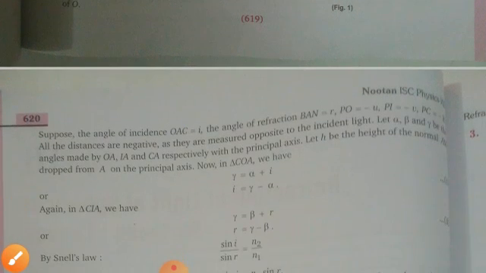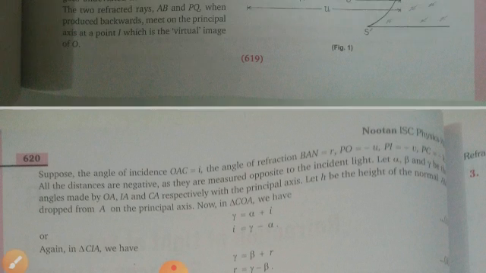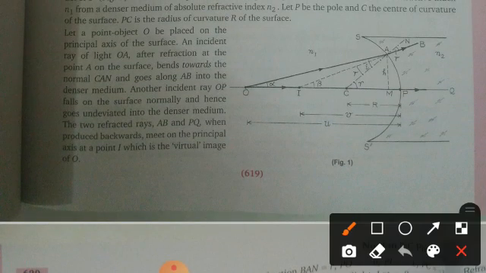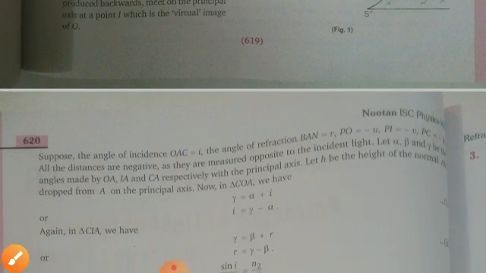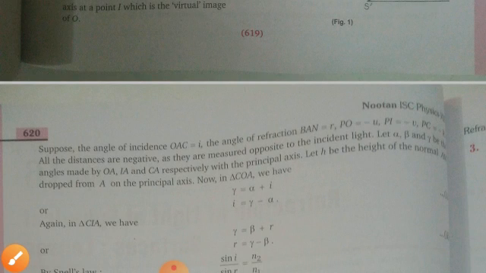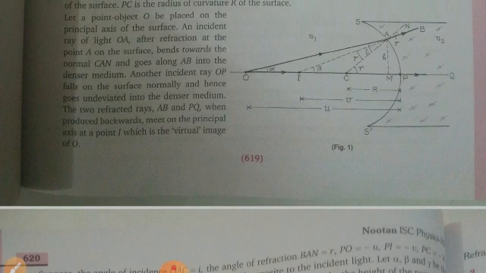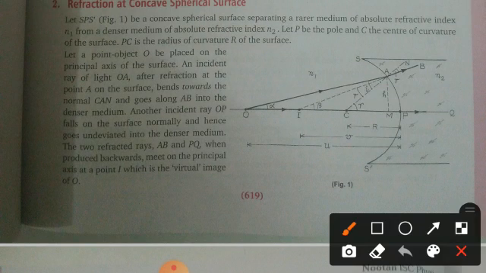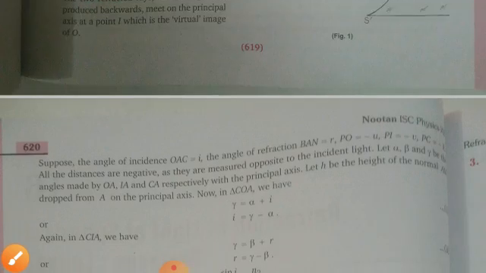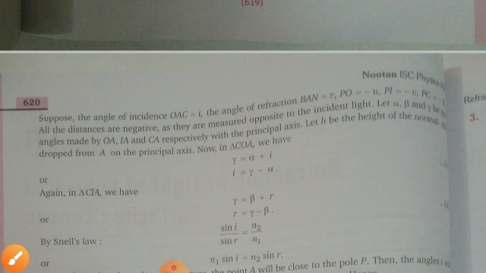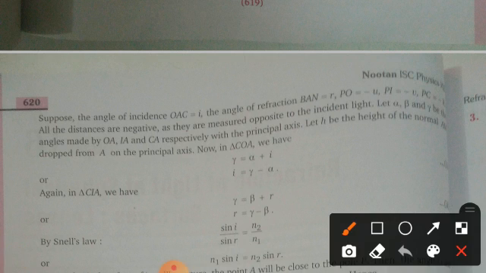Clear? Fine. Now suppose the angle of incidence, that is OAC, you can see here the angle of incidence OAC is equal to I, and the angle of refraction BAN is equal to R. You can see from the figure angle BAN is the angle of refraction. Let us suppose PO is equal to minus U and PI equals minus V and PC is equal to minus R, clear. So all the distances are taken as negative as they are measured opposite to the incident line.